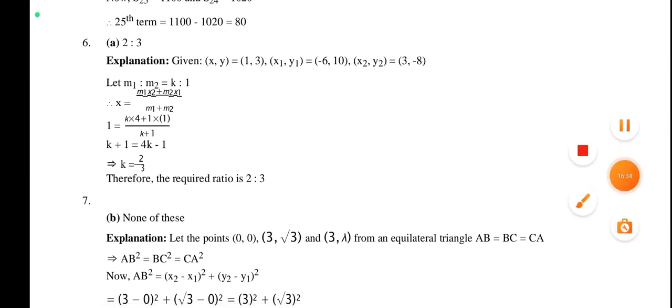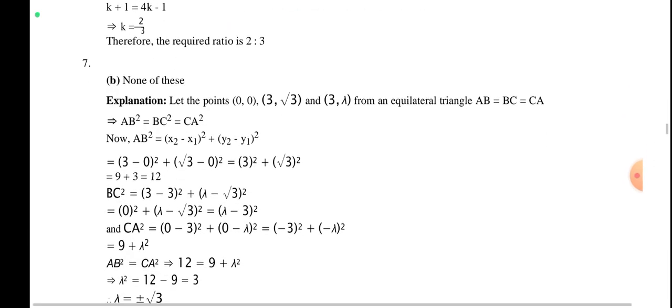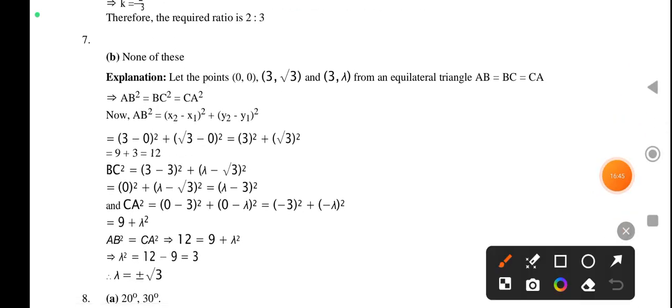Then the sixth question. They are using the section formula and they got the answer 2:3. Clear, check. Then the seventh one, we are getting the answer B, none of these. Usually we won't get none of these as the answer, but here none of these is what we are getting.